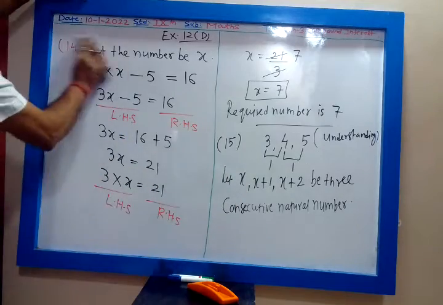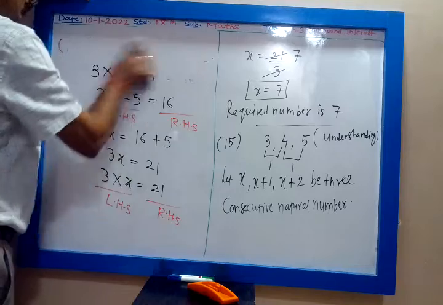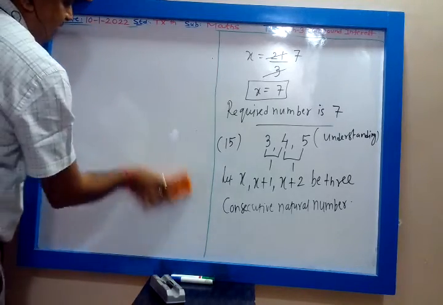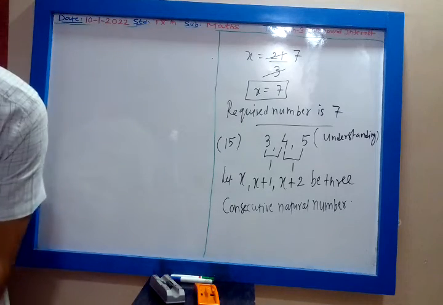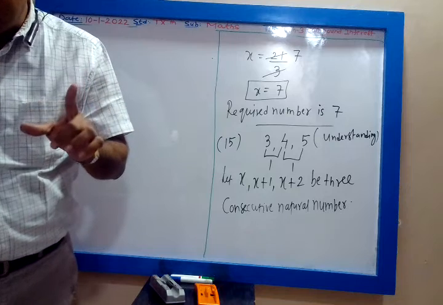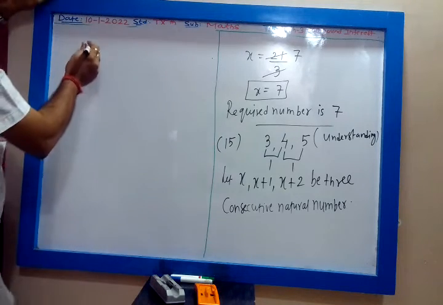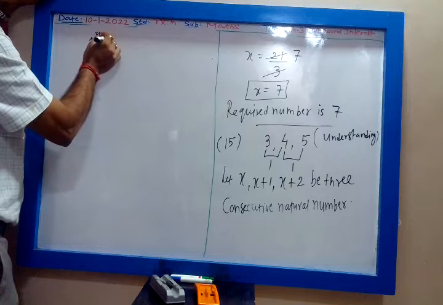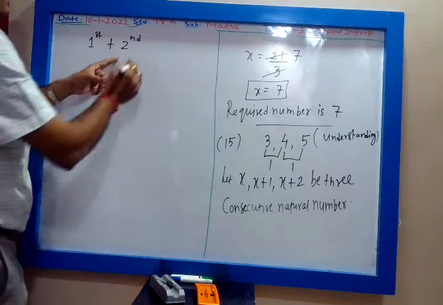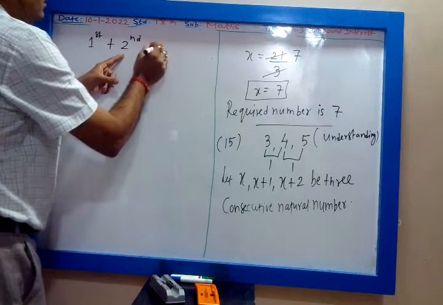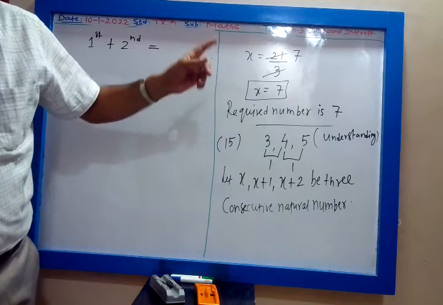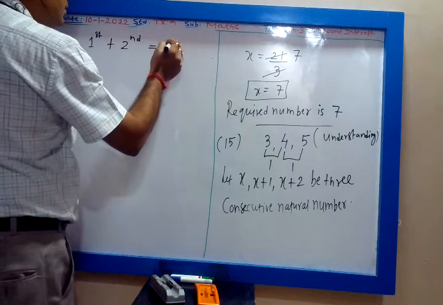Now what is given in the question? Now we read the condition. Sum of the first and second is. Sum means plus, so first plus second. Is means equal to 15 more than the third. So that means third plus 15.